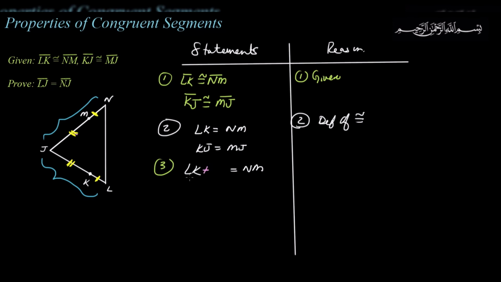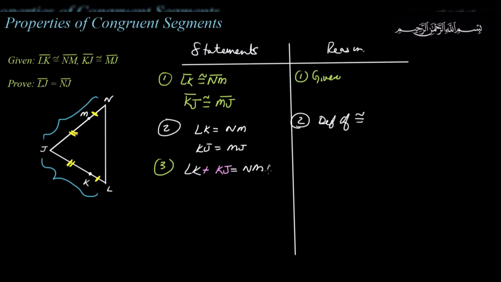I'm just going to add, see, this is LK, right? I'm going to add this segment to get the bigger segment. But if I add something to one side, I have to add it to the other side. So LK plus KJ, okay? I added this.